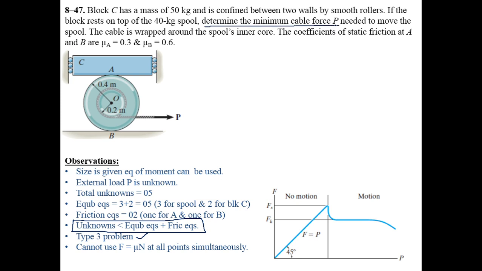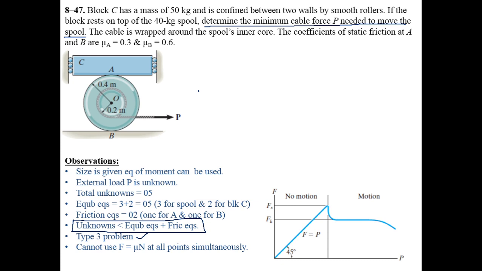Determine the minimum cable force P needed to move the spool. And it is not clearly mentioned from which point the spool is going to start to move, either at point A or point B. Because in the previous problem it was clearly stated to find the value of force P that moves both the crates. Here it is not mentioned, because the spool is in contact at 2 points. So which point is going to move first? This is the question. This is how you will distinguish this problem from the previous problem.